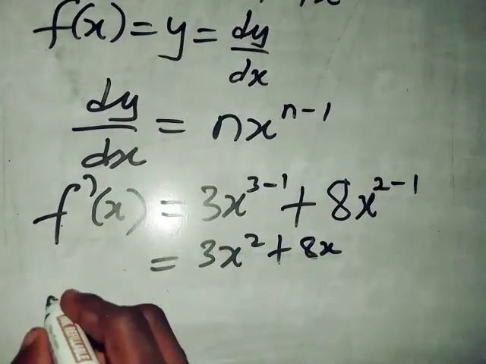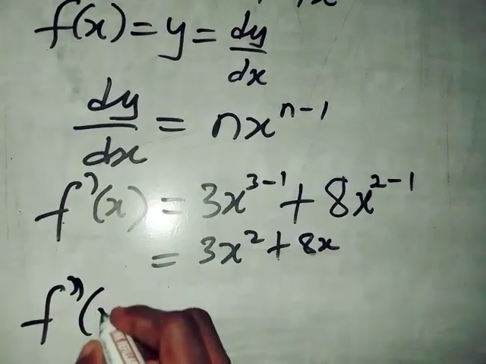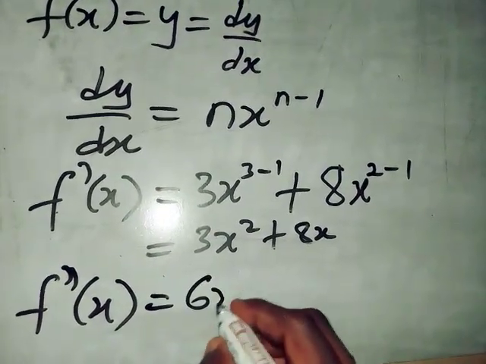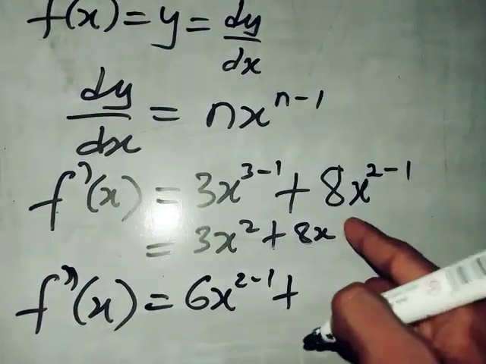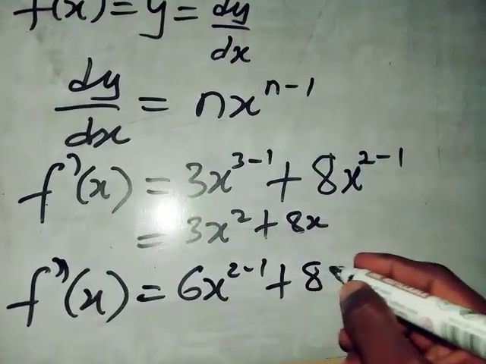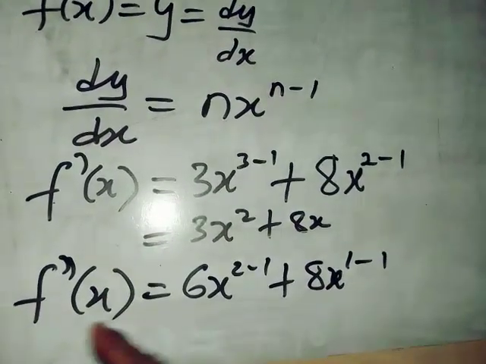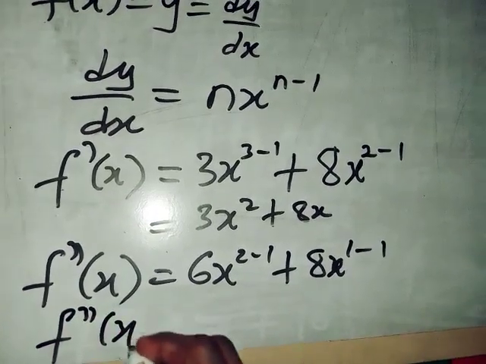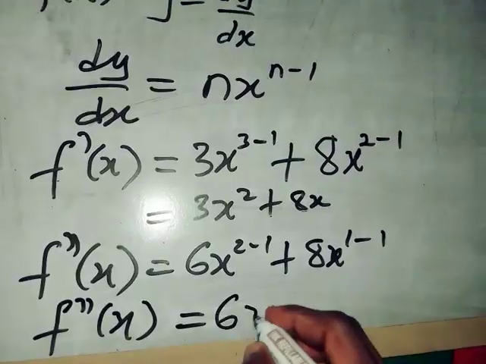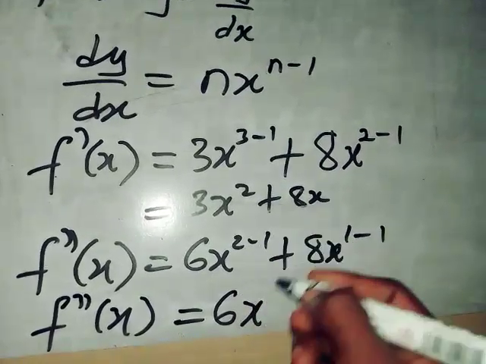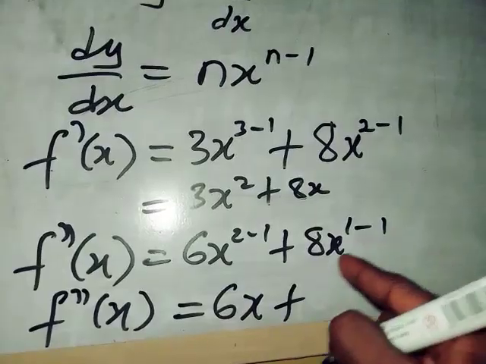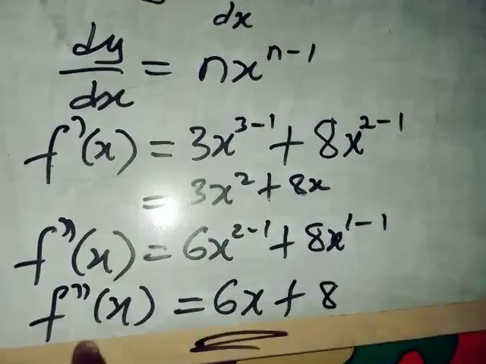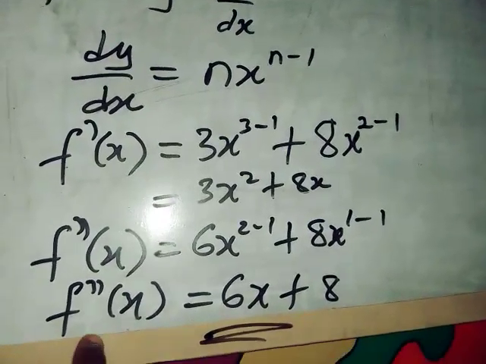Okay, now I said that f prime prime of x will be equal to 2 times this. We are going to have 6x to the power of 2 minus 1 plus the same thing applicable here, 8x to the power of 1 minus 1. So the second derivative, which is f prime prime of x, is equal to 6x, because 2 minus 1 is 1, so nothing changed. Then 1 minus 1 is 0, so x to the power of 0 is 1, so 8 times 1 is 8. So that's the final answer in finding the second derivative of this given function, and it's given by f prime prime of x.